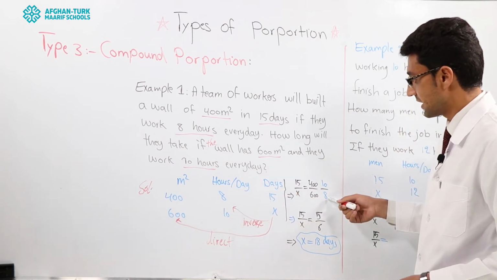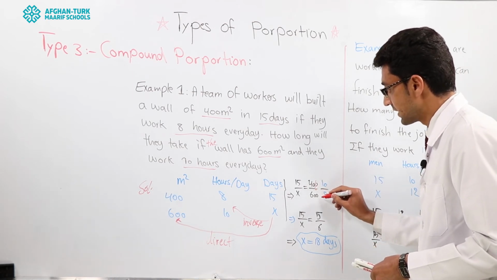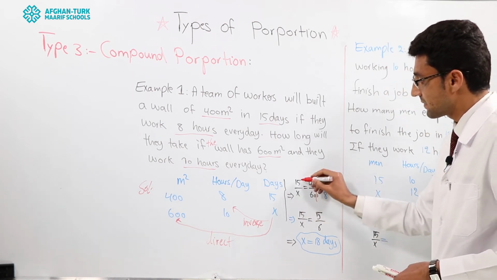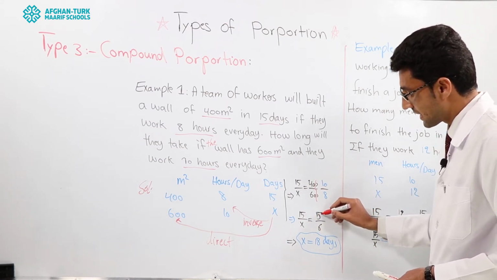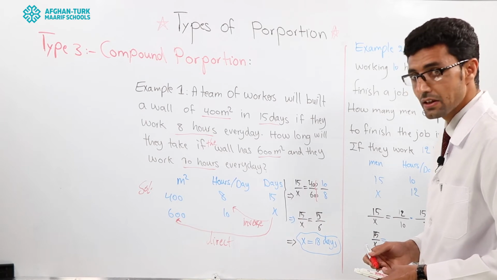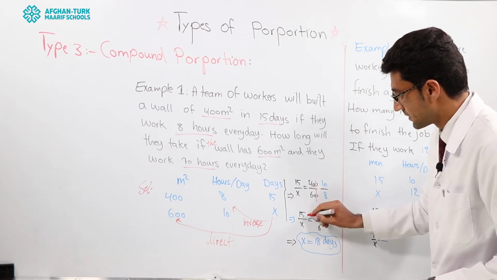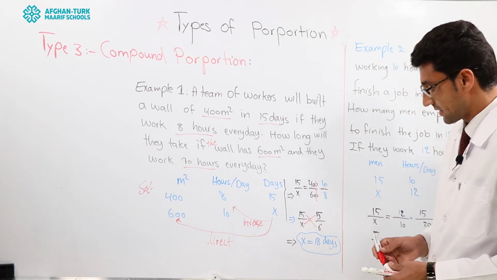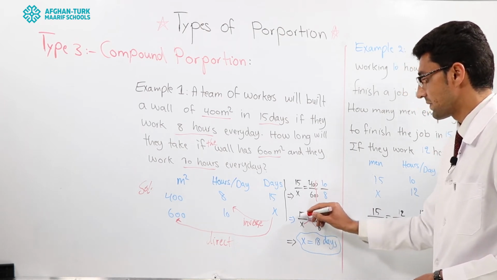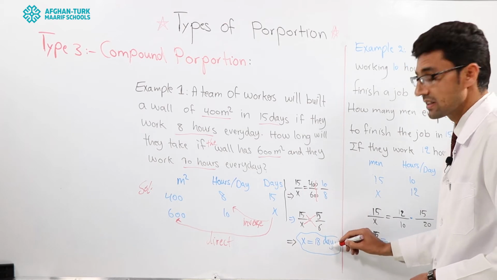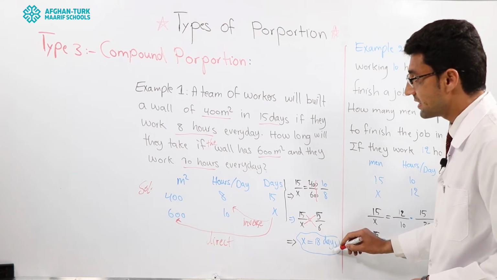10 over 8. After multiplication and simplifying, you will get 15 over x is equal to 5 over 6. Now, we have to do cross product. After doing cross product, 5 multiply x is equal to 15 multiply 6. So you will get what? 18 days.